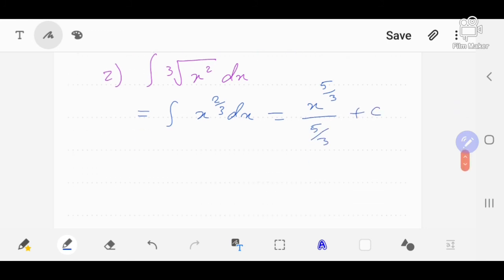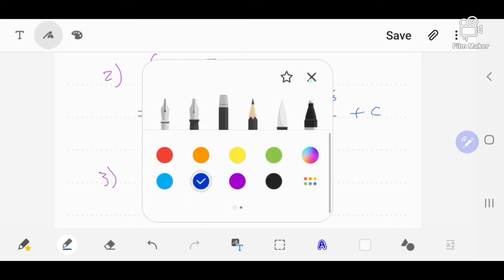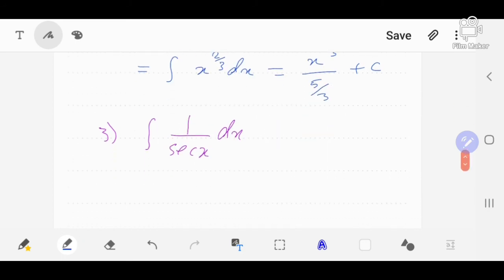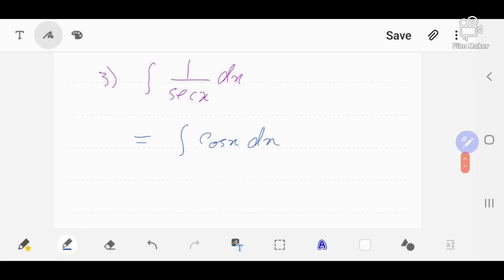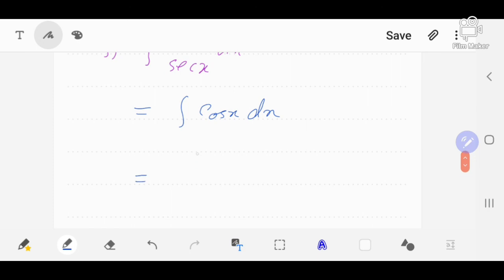And what if I have integration of 1 over secant x? This is a fraction, but it's a trigonometric function, so I have to rewrite it using its identity. 1 over secant is cosine x dx. So this can be done immediately. Integration of cosine is sine x plus c.